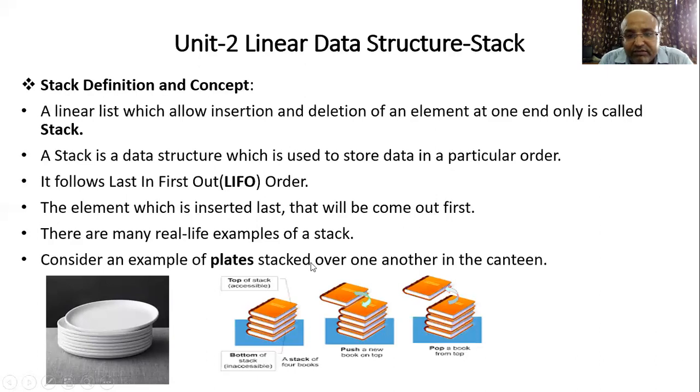Similarly, we have the example of books. Here I have mentioned the bottom of the stack is inaccessible. Suppose in the first figure there are 4 books. The top book you can access easily, and you can remove the topmost book first. If you want to insert one more new book, it will be placed at the top position. We already have these 4 books, and if you try to insert one more, that book will be placed on top of the stack.